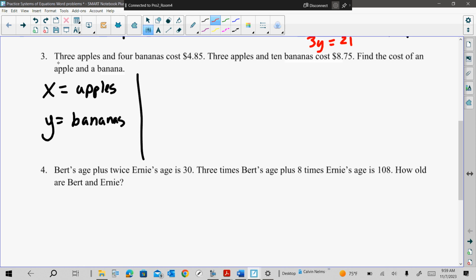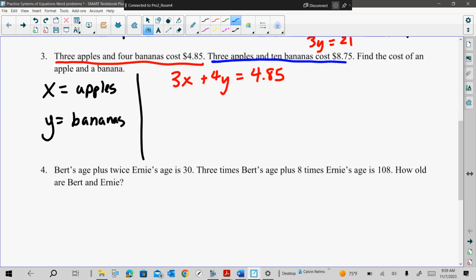Now, we're writing an equation for this first sentence. 3 apples and 4 bananas cost $4.85. How would that be? 3x plus 4y equals $4.85. Yep. There's the first sentence. The second sentence is three apples and 10 bananas costs $8.75. So what equation? Yeah, 3x plus 10y equals 8.75.